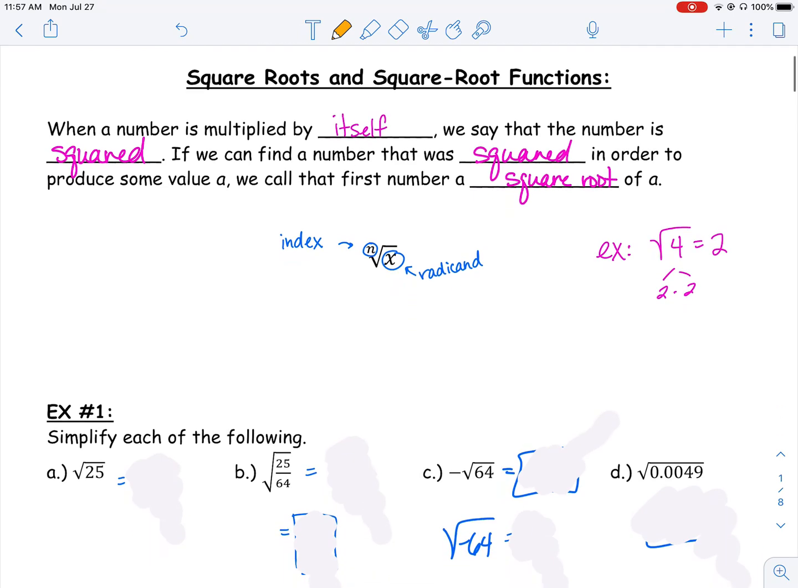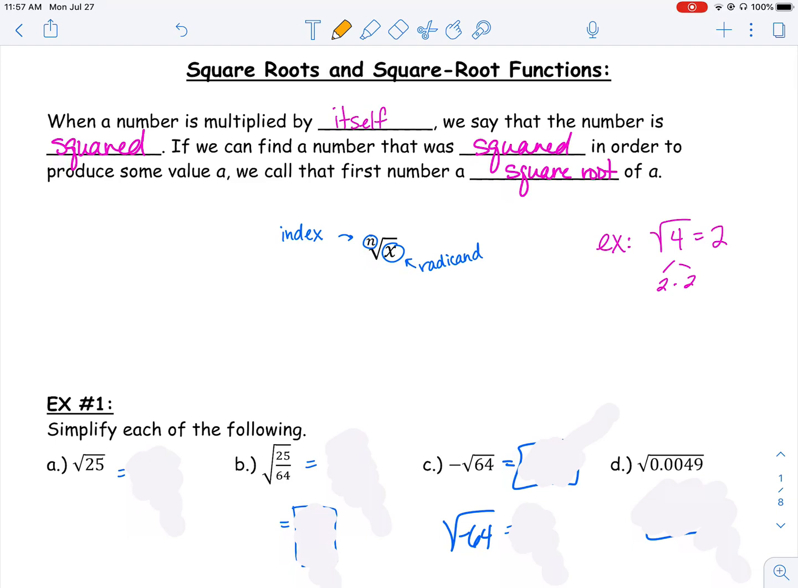If you look at 10.1 with me, we first start talking about square roots. When a number is multiplied by itself, we say that number is squared. So for example, 3 times 3 is 9. We say that 3 squared equals 9. If we can find a number that was squared in order to produce some value a, we call that first number a square root of a. For example, if I give you the square root of 4, what number multiplied by itself gave us 4? Well, 2 times 2. So the square root of 4 is 2, because 2 times 2 is 4.